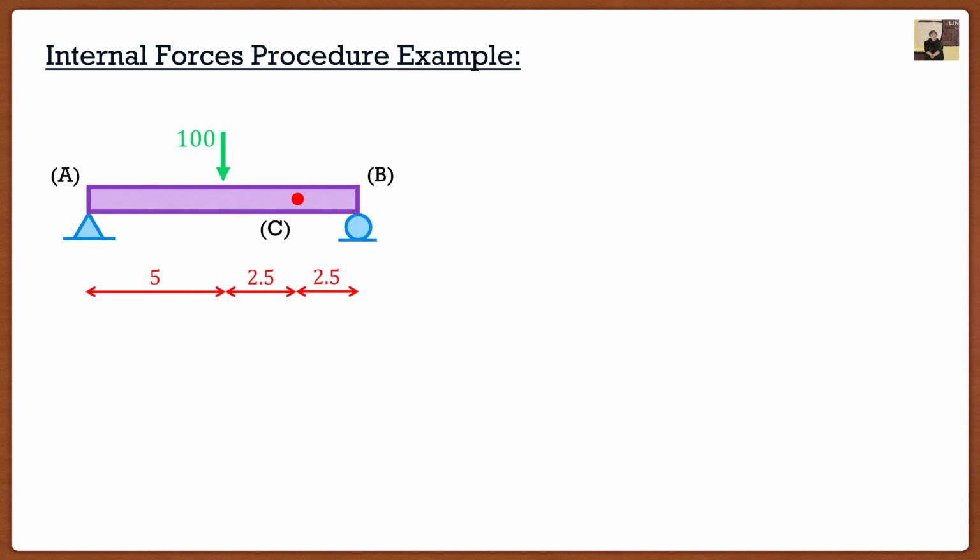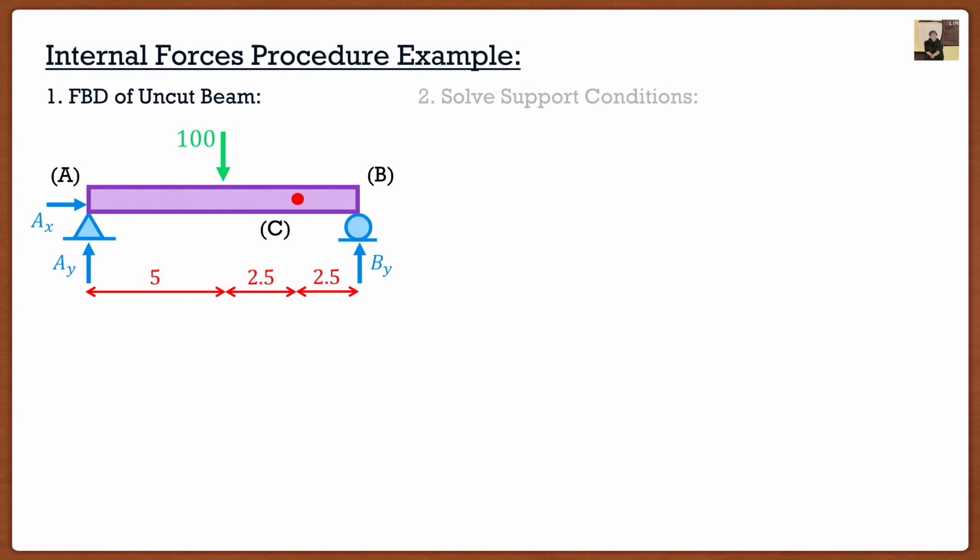So just to help show you guys what's going on, let's do a little example. Let's say that we have our beam here, and for some reason I really wanted those internal forces at point C. Well, the first step, of course, is draw the free body diagram of the uncut beam. So notice my beam right now, it's not cut. I have a pin over at A, so we have the two reaction forces. I have a roller at B, another reaction force. And then from here, I go right into solving the support conditions. And as we can see here, it's simply supported, nice and easy.